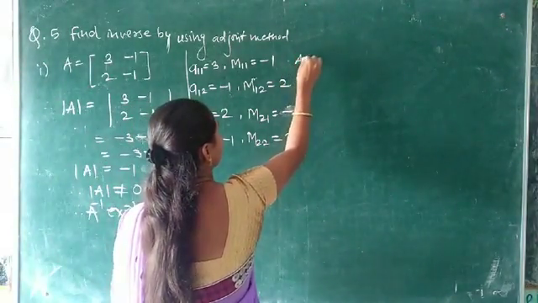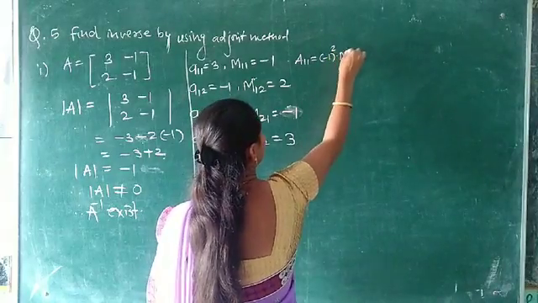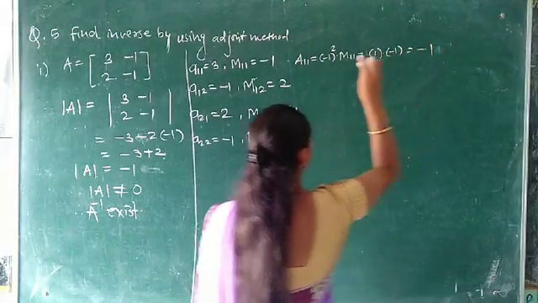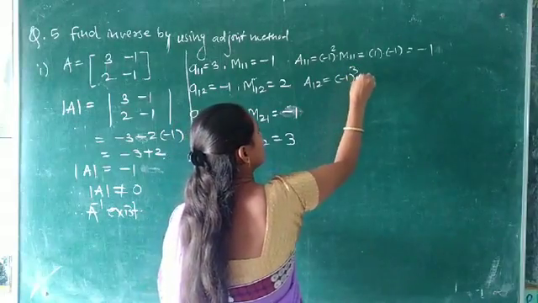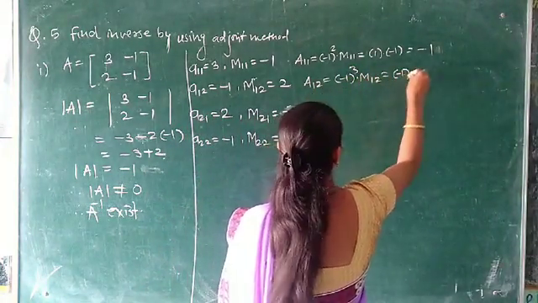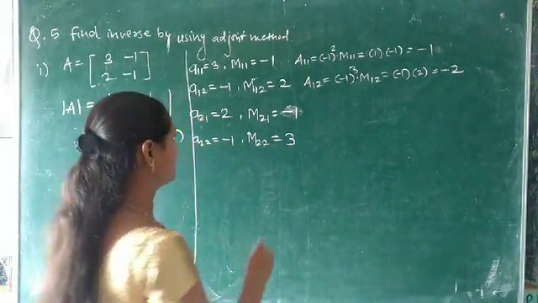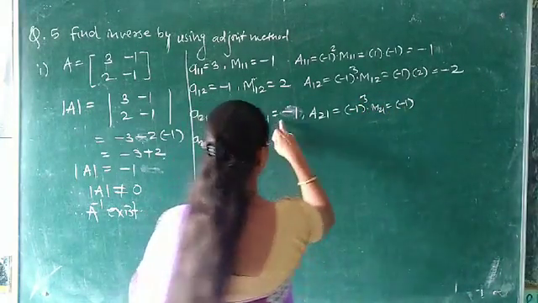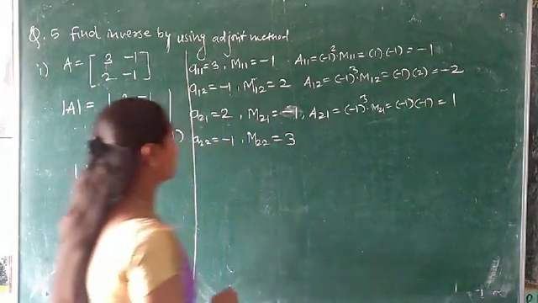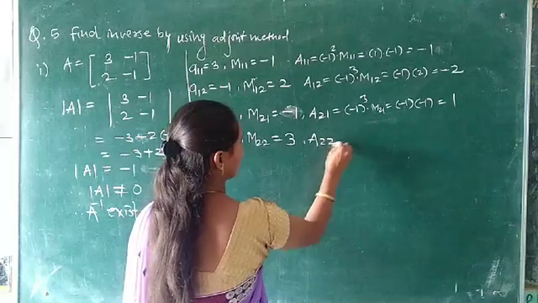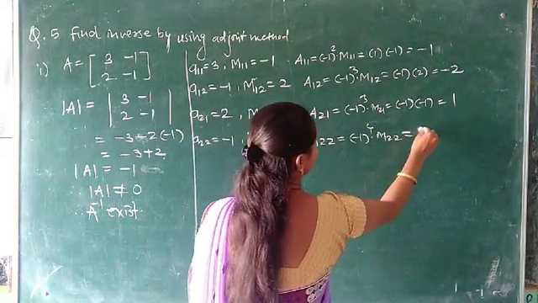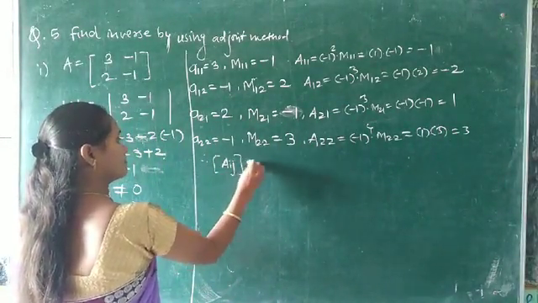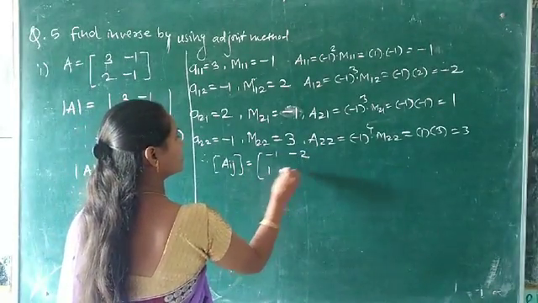Now find the cofactors. A11 is equal to minus 1 raised to 2 into M11. Therefore, minus 1 squared is 1, and M11 is minus 1, so it is minus 1. A12 is minus 1 cubed into M12. Minus 1 cubed is minus 1, and M12 is 2, that is minus 2. Next, A21 is minus 1 cubed into M21. Minus 1 cubed is again minus 1, and M21 is minus 1, so minus minus is plus 1. Next one, A22 is minus 1 raised to 4 into M22, and M22 is 3. Therefore, first write the cofactor matrix Aij, that is minus 1, minus 2, 1, 3.